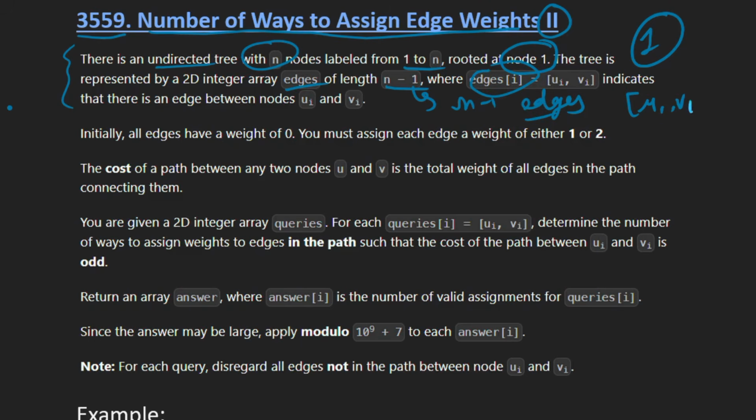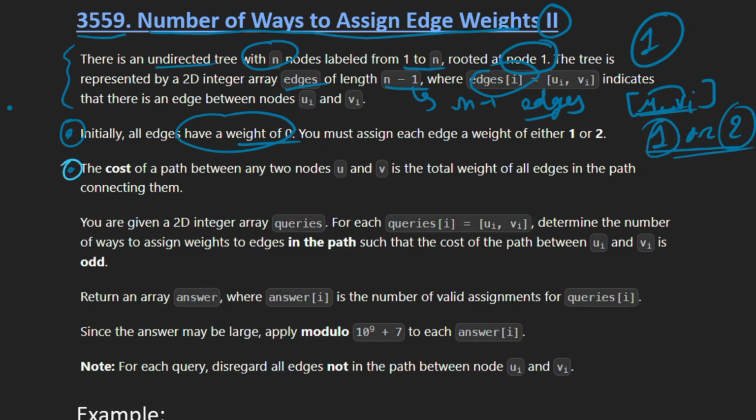edges[i] denotes two nodes ui and vi. So this means that there is an edge between the node ui and vi, and it is given that initially all the edges have an edge weight of 0, and then what we need to do is we need to assign all the edges a weight of either 1 or 2, right? So these are the weights that we can assign, right?